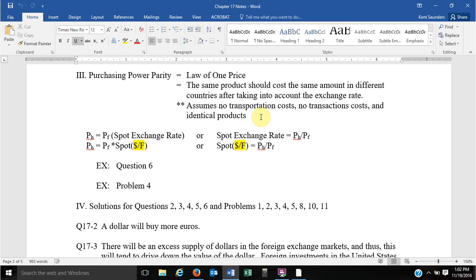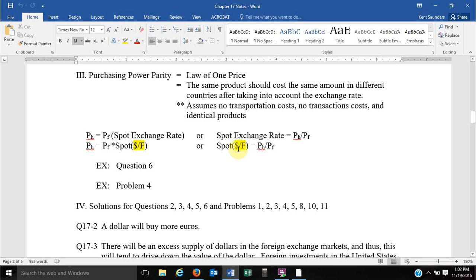So financial assets that are traded electronically should adhere much more closely to the law of one price or purchasing power parity. Specifically, you could say the price in the home country should equal the foreign price multiplied by the spot exchange rate. A different way of expressing that is that the spot exchange rate should equal the ratio of the price in the home country divided by the price in the foreign country. To use some of our other terminology, for the spot exchange rate we could plug in the direct quote, so the exchange rate times the foreign price should equal the domestic price.